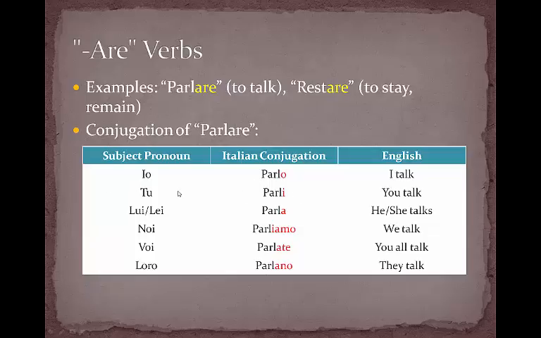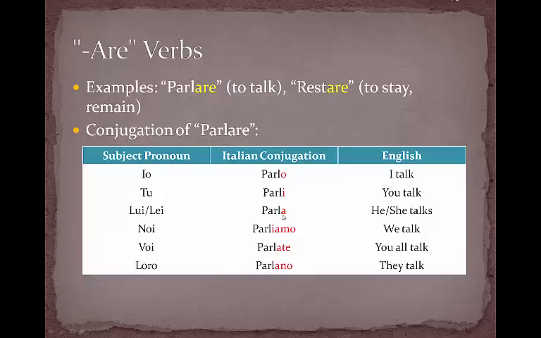And the same is true for all of these other subject pronouns. So if you're using an are verb and you're talking about a second person singular person in the informal, this is where that informal part comes into play. If you're talking to your brother and you're saying you talk, you say parli, with an I at the end of it. If you're saying you stay in the informal, resti. You add an I to the end of this restare stem.